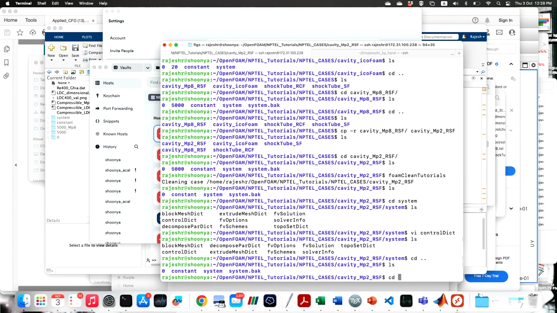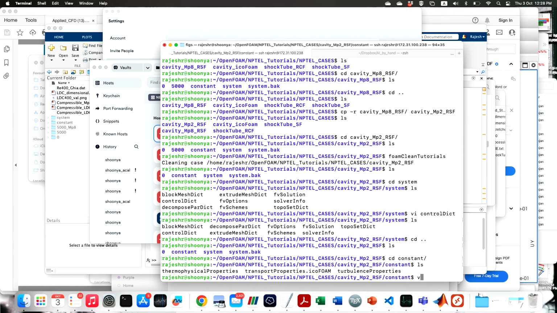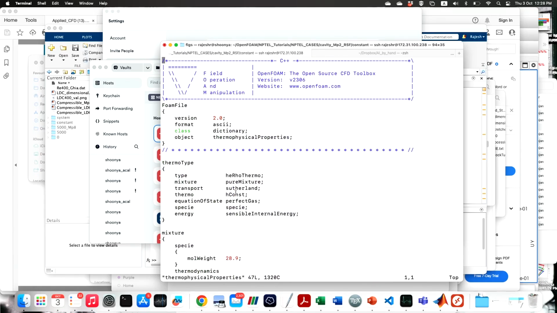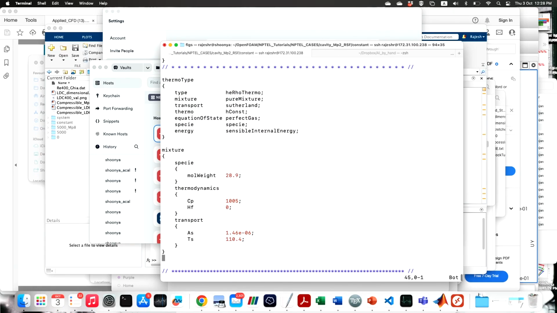If you go to the constant directory, there are two things here, the thermophysical properties and turbulence properties. We did not have the thermophysical properties in the case of incompressible flow, right. So, what does this thermophysical property do? You have to say what kind of equations you are solving. Here we are using the equation of sensible internal energy.